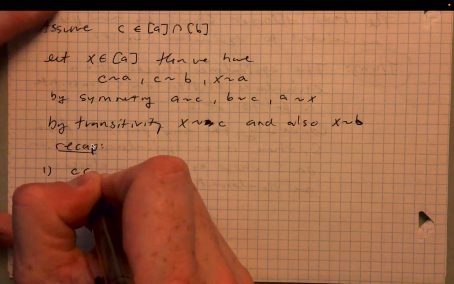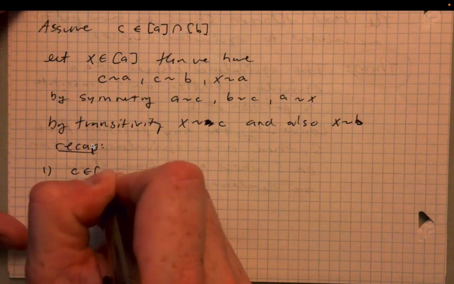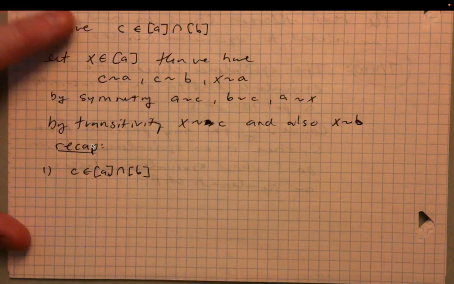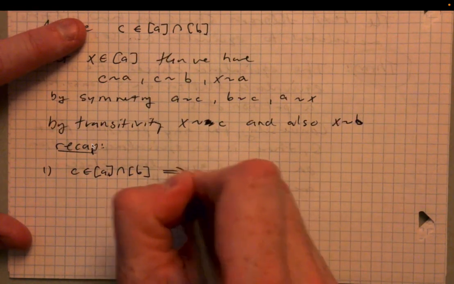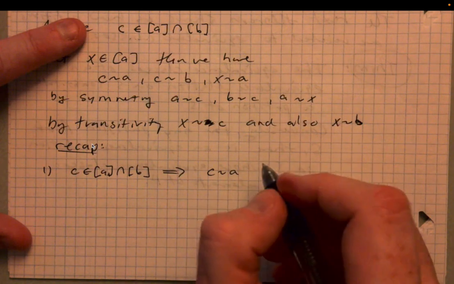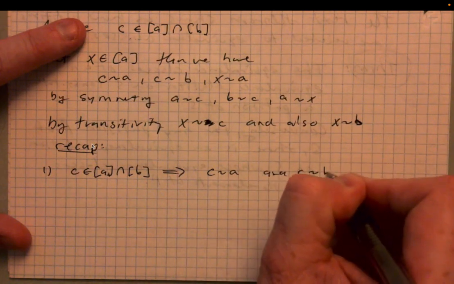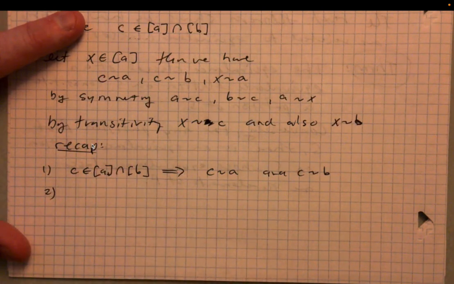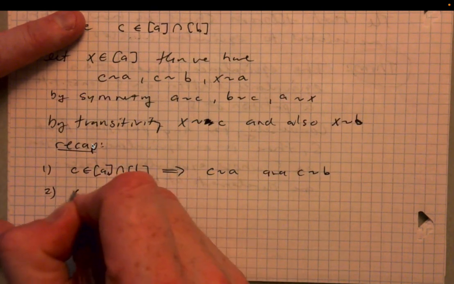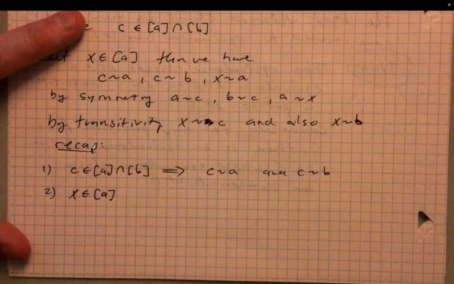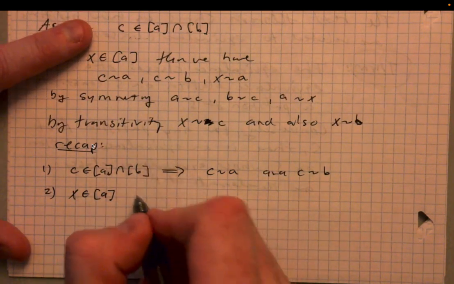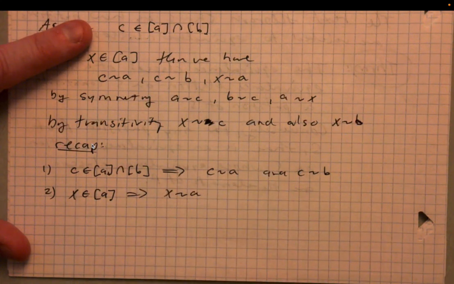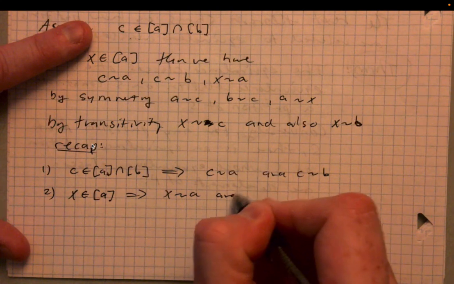So C is assumed to be a member of A intersect B. What does that mean? Well, it means C is equivalent to A and C is equivalent to B. Secondarily, X is assumed to be a member of A. X is somebody in the equivalence class of A. And that means what? Well, with that we get that X is equivalent to A, obviously, if it's in the equivalence class of A, but then also A is equivalent to X.